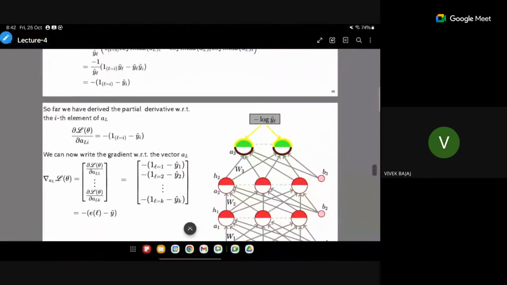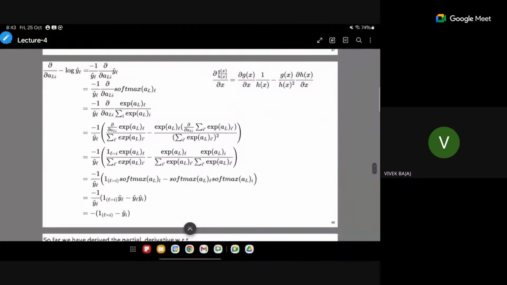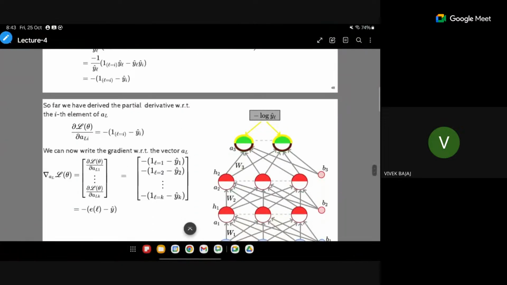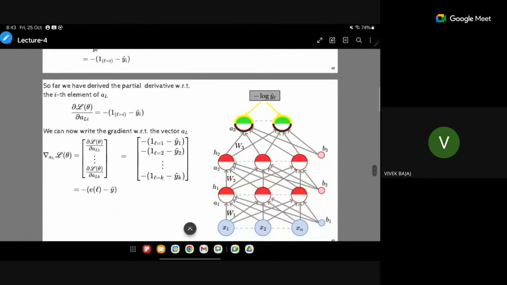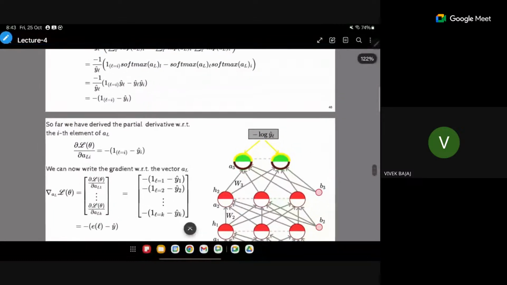So this part, does anybody have a doubt on this? Because I'll not explain it while I do back propagation. Any doubt on this part? Even if you remember this, it's good enough.